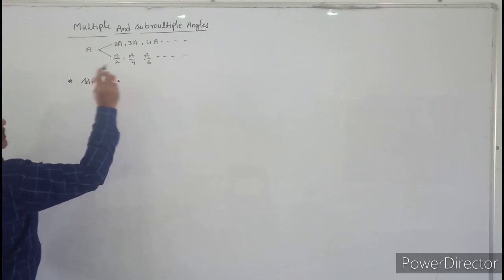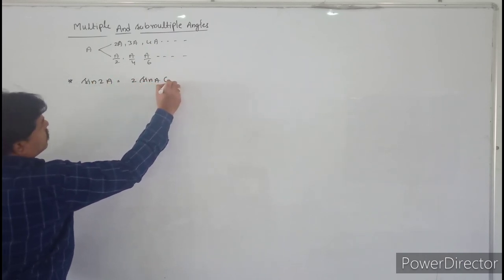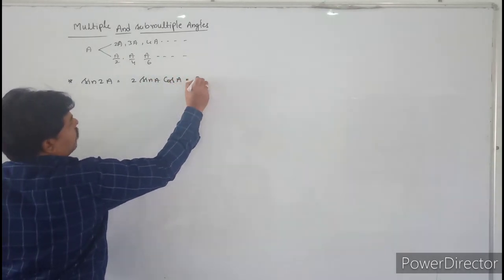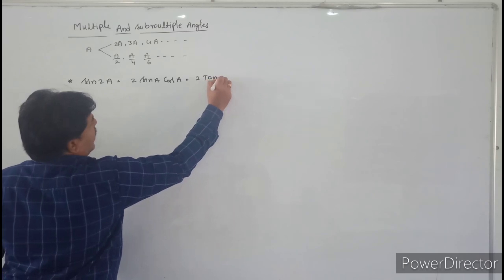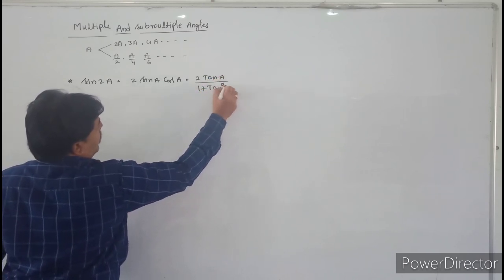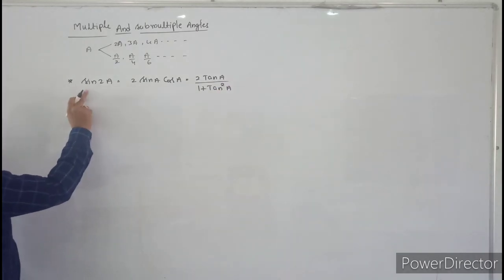Sin 2A. What is the sin 2A formula? It is 2 sin A cos A. And also in terms of tan, we can write it as 2 tan A by 1 plus tan square A. And also this is the multiple angle.